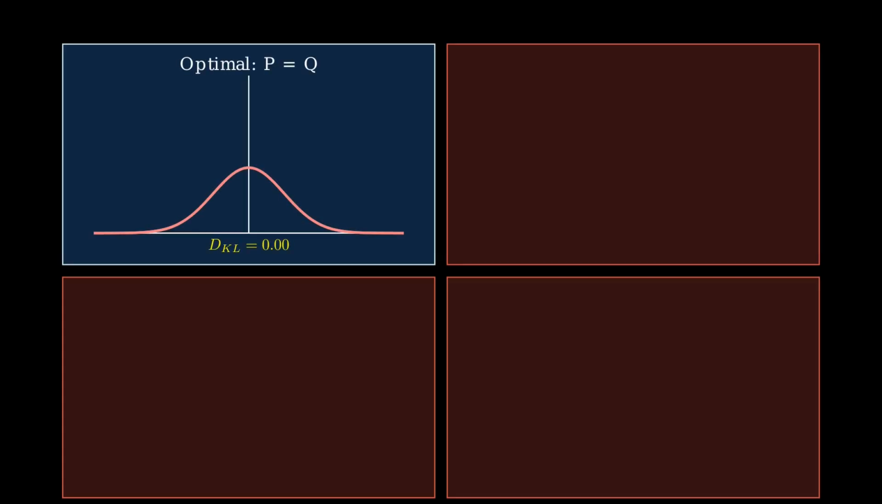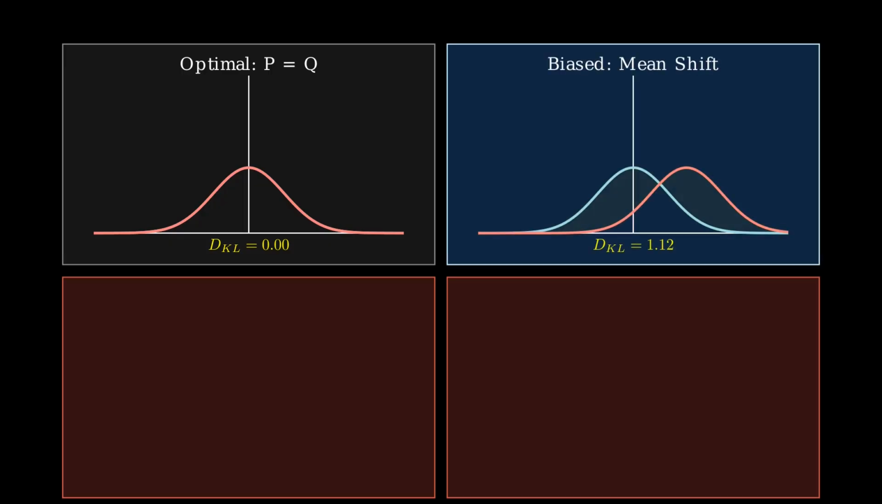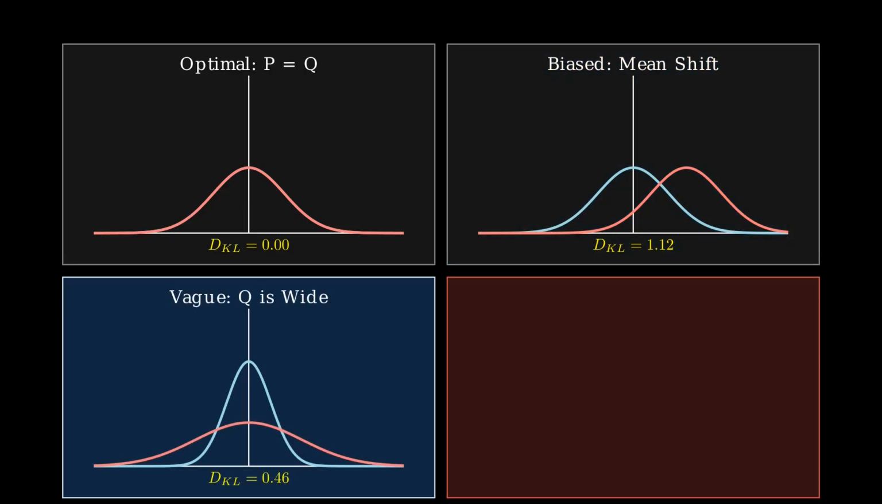First, the optimal case. When our model Q perfectly matches reality P, the divergence is 0. Next, the biased case. A shift in the mean creates a gap. Notice the KL value rises as the overlap decreases. In the vague case, Q is too broad. It covers the truth but is inefficient, wasting information on unlikely events.